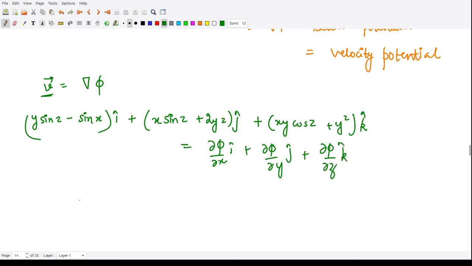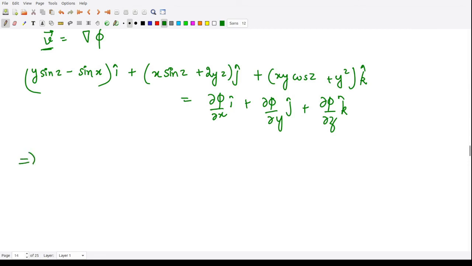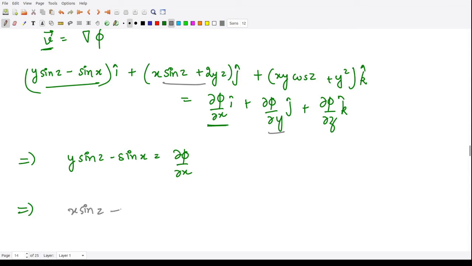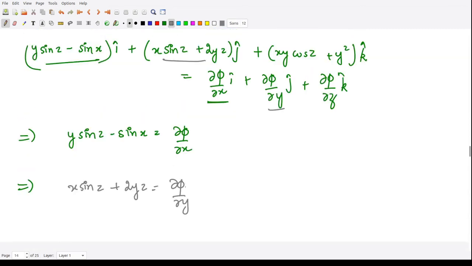Now these are again two vectors, so we can equate these vectors. So equating the i cap component, you obtain y sin z − sin x, that is equal to del phi by del x. Equating the y component here, we will obtain x sin z + 2yz, that is equal to del phi by del y. And equating the third component here, we obtain xy cos z + y² is equal to del phi by del z.